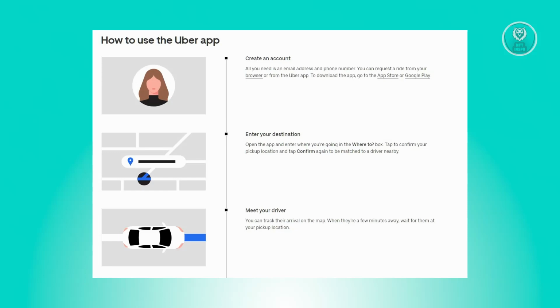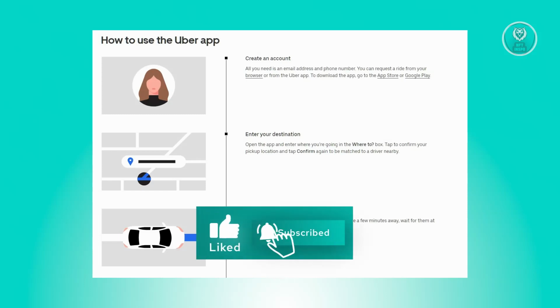Now next you need to do here is monitor your ride's progress in the Uber app. You need to meet your driver, so keep track of your driver's arrival on the map. When they are a few minutes away, wait for them at the designated pickup location that you've set.